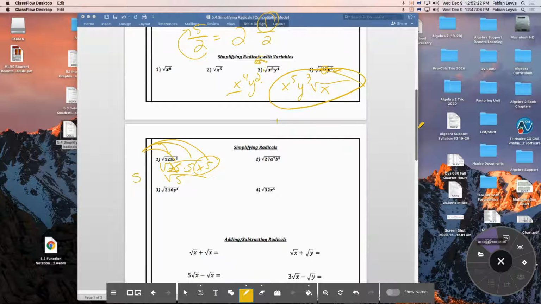Remember, when you're dealing with variables, how many groups of 2 do you have? Well, I have 2 groups of 2 because I have 4, and then I would have 1 left over, so this is your simplified answer. Let's go ahead and do the next one, because these are just all practice.